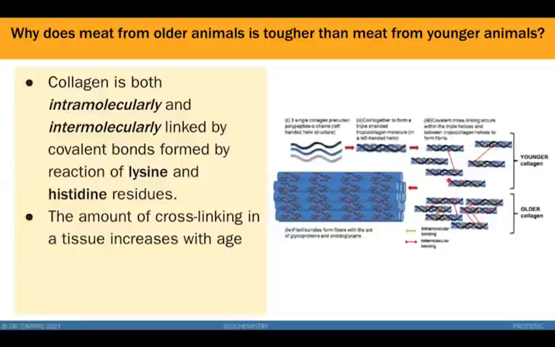Now, in younger collagen, the cross-linking is lesser. Compared to older collagen, the cross-linking is numerous. So we have more intermolecular bonding in older collagen, and because of this more cross-linking between lysine and histidine residues in older collagen, it makes this meat tougher compared to the meat of younger animals.